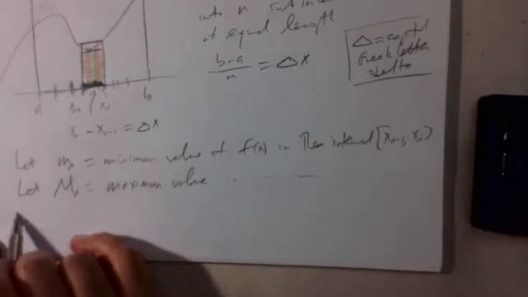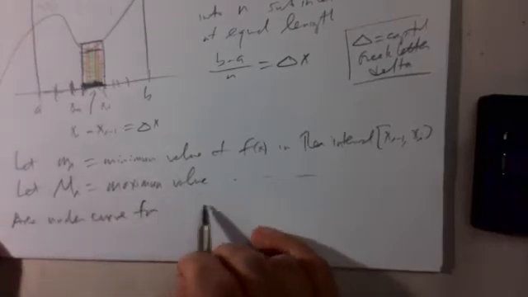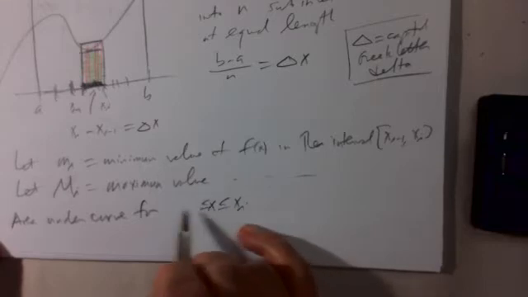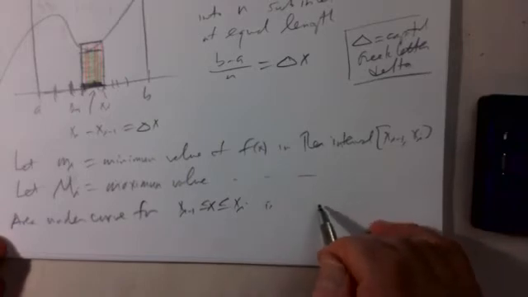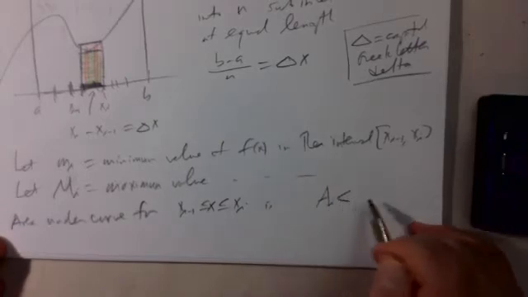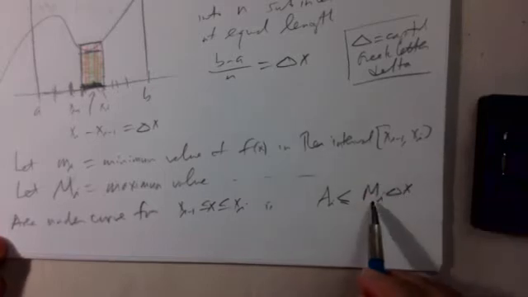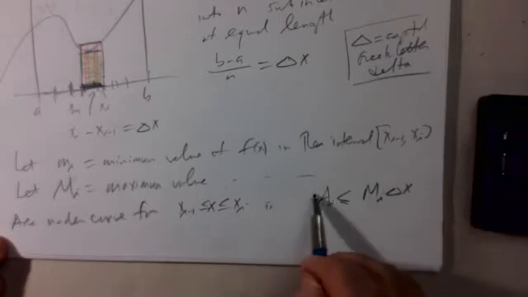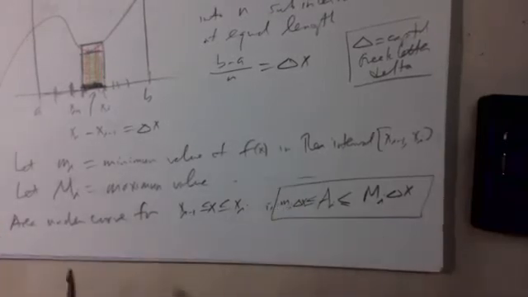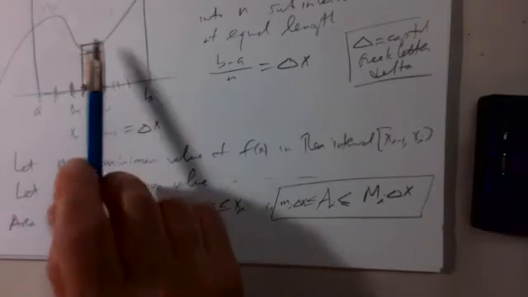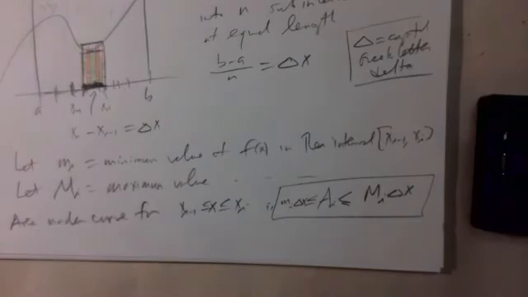So the area under the curve for x between x sub i minus 1 and x sub i, let me just call it a sub i, is less than or equal to the maximum times the width of the interval. For this rectangle, this is the height and this is the base. And it's greater than little m i times the width of the interval. So I've bounded the area under the curve from below by one rectangle and from above by another rectangle.